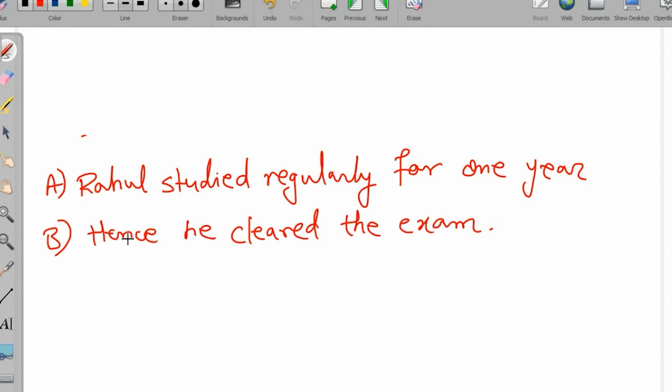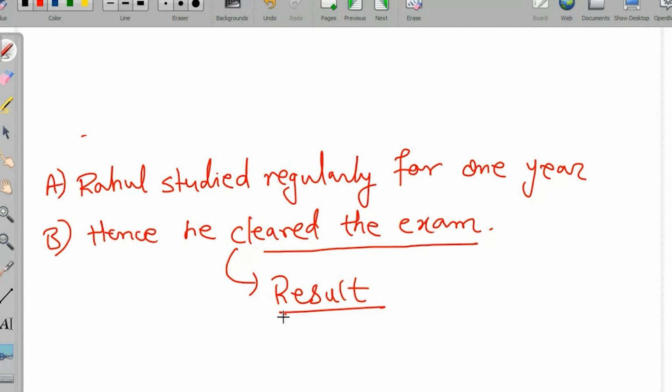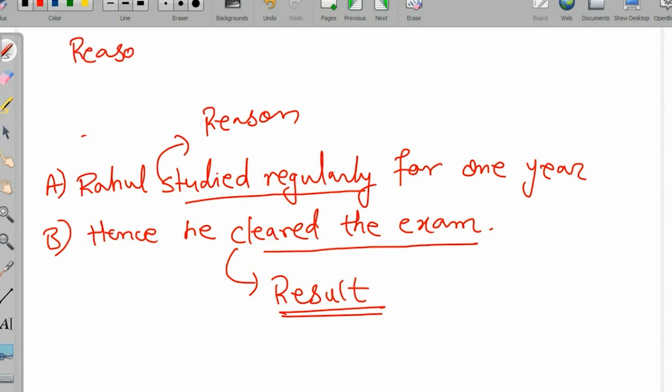Now these are two statements. Rahul studied regularly for 1 year, hence he cleared the exam. Now clearing the exam is what? It is the result, isn't it? Clear करना exam वो result हो गया. अब क्यों clear किया exam? Because he studied regularly. This is your reason. So this type of sentences will fall under the heading of reason and result. Reason and result. Okay. So Rahul studied regularly for 1 year, hence he cleared the exam. Now this is reason and result.